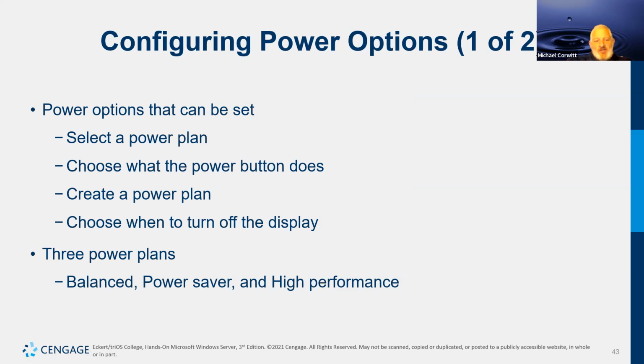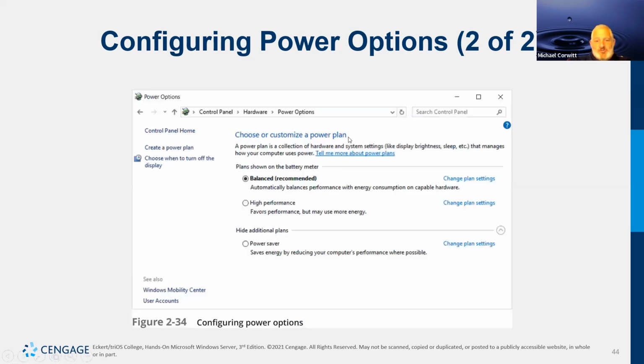You can select a power plan. You can choose the power button. You can create a power plan and choose when to turn off the display. There are 3 power plans: balanced, power saver, and high performance. And this is where you would look at the power configuration. I'll look at that here shortly.